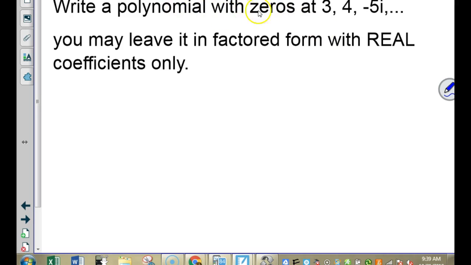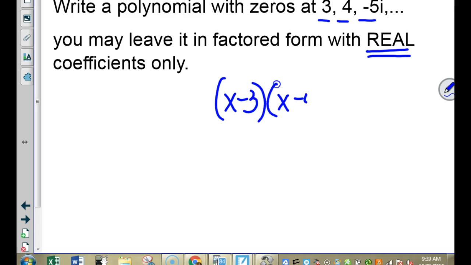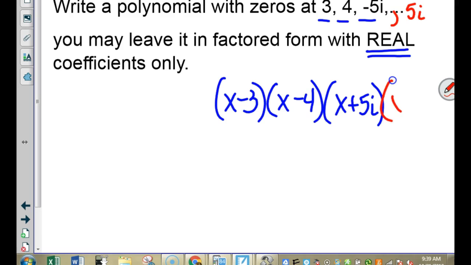How do you write a polynomial with zeros at 3, 4, -5i, and it has to have real coefficients? X minus 3, x minus 4. Well, this is a -5i, so it would be plus 5i. But if there's a -5i, there has to be a positive 5i. So we'd have x minus 5i. Now, are we done? Okay, it says we have to have real coefficients.